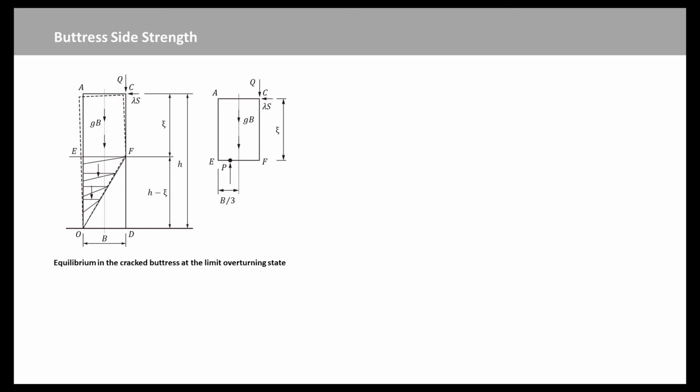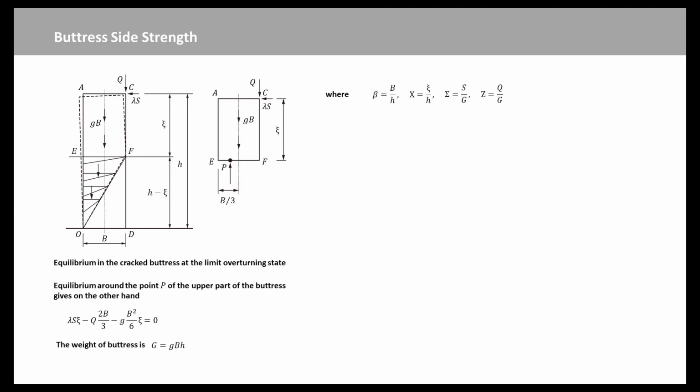The resultant of all the loads acting over the section EF will pass through the core point P of EF. Equilibrium around the point P of the upper part of the buttress gives this equation. The solution of this equation gives the height C of the upper part of the buttress, whose sections are all compressed. Let us set a series of symbols. We have capital G equal to g times B times H, and beta, capital Chi, sigma, zeta. Then we obtain this equation of capital Chi.